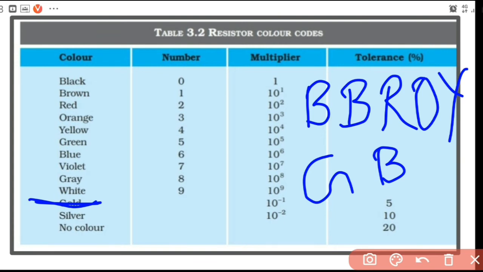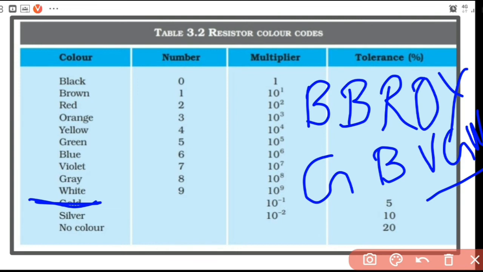Then next comes violet. Then comes gray, again G. And then comes white, that means W. So V, G, W. So what we said: B.B. Roy of Great Britain has a very good wife. Is that clear? V stands for violet, G stands for gray, W stands for white. So this is the shortcut to recollect that color coding: B.B. Roy of Great Britain has a very good wife. In that order we have to keep it in mind, then only can we write the associated numbers.